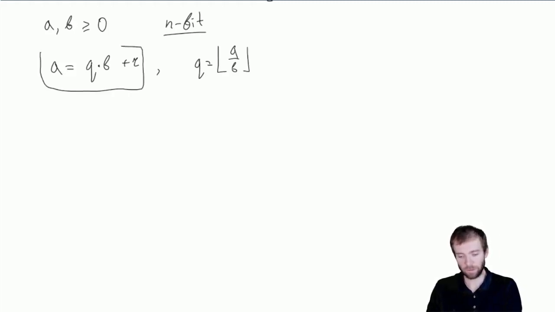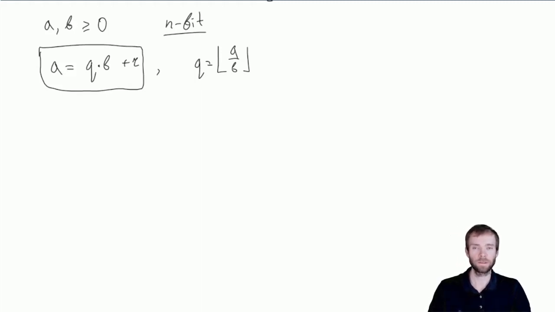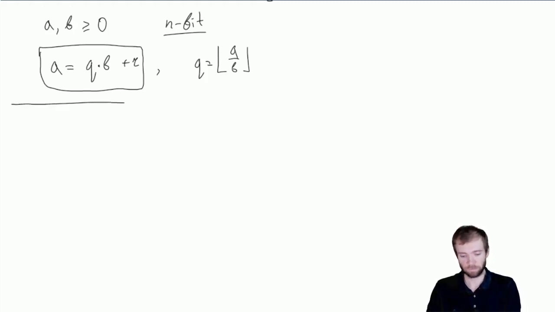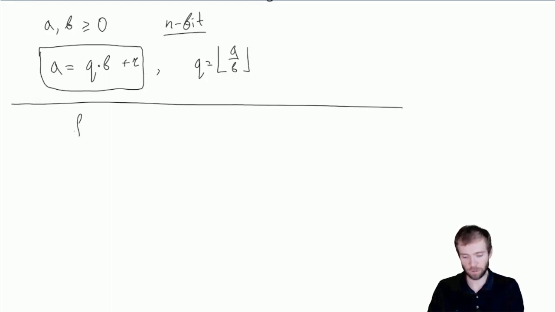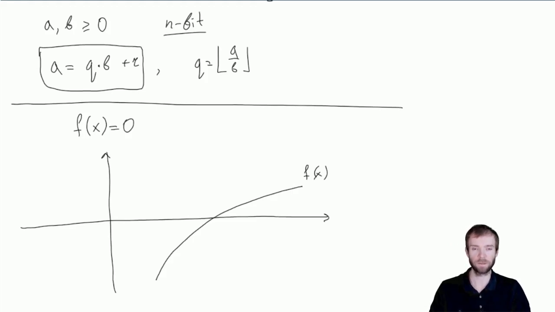So finding q and r is our goal, and to do so, we'll employ a technique for numeric solution of equations: Newton's method for solving an equation f of x is equal to 0. So suppose that we are to find x for which some function f is equal to 0, and suppose that our function looks like this, that it's concave. So that's f of x. Now, suppose that we have some initial approximation x0 for the root of this equation.